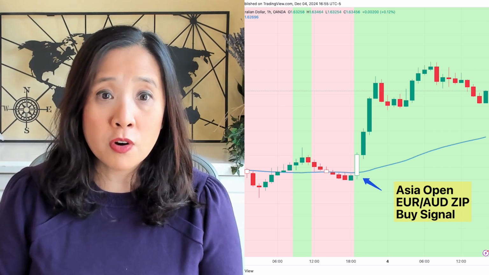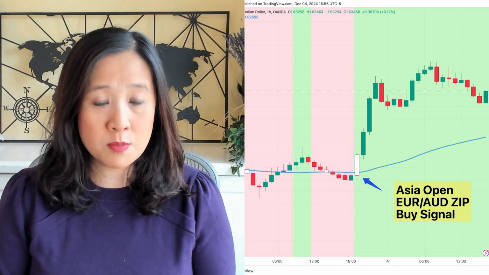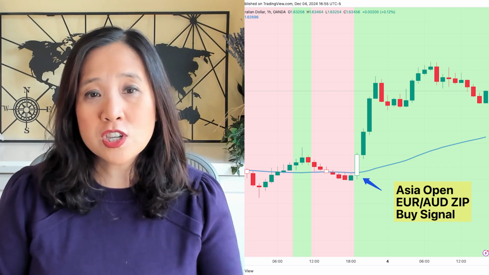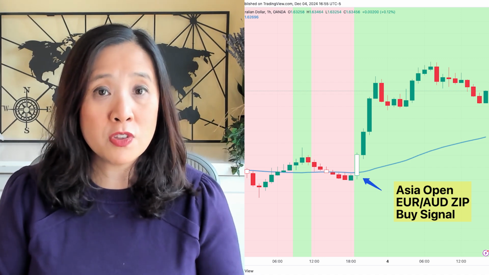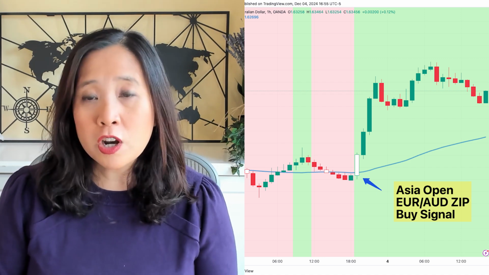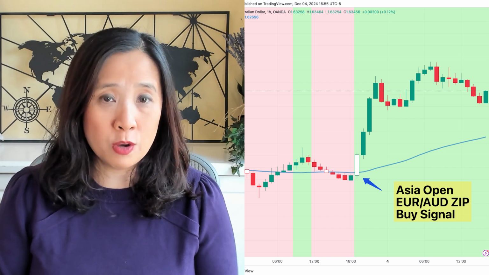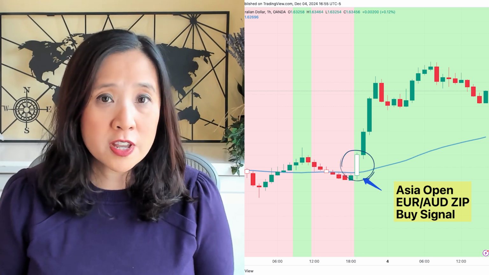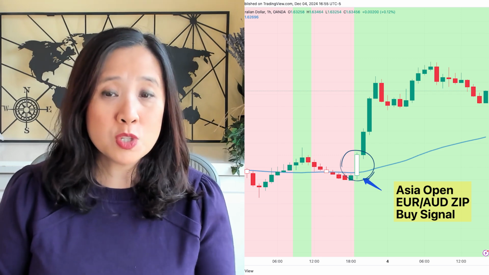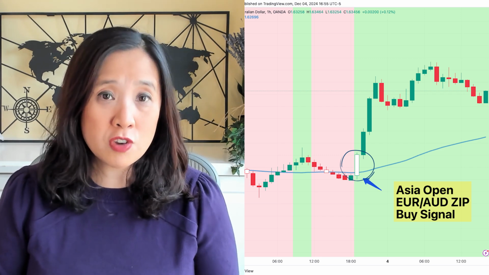This is an example of Euro Aussie, one of my recent trades and one of my favorite pairs to trade. On this day, we actually have very weak Australian GDP numbers at the Asia Open. These numbers came out at 7:30 p.m. New York time. And that triggered a breakout and a zip buy signal, which is my strategy. And that's the white candle with the green background. This is the perfect setup because it combines fundamentals with technicals, the cornerstone of my trading strategy.